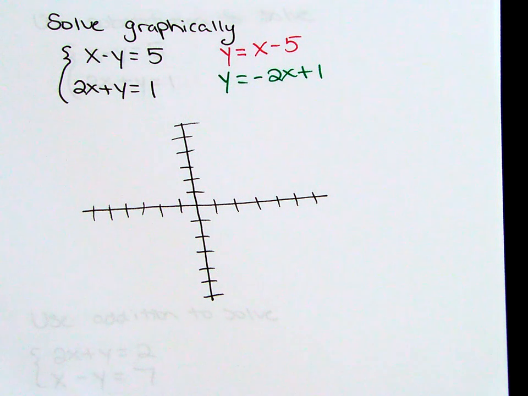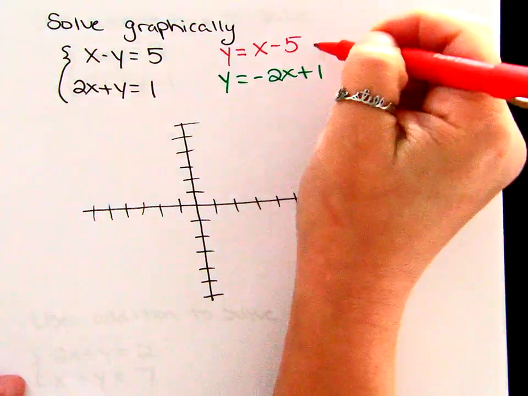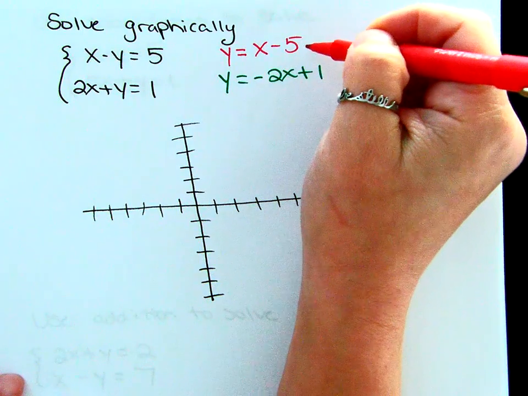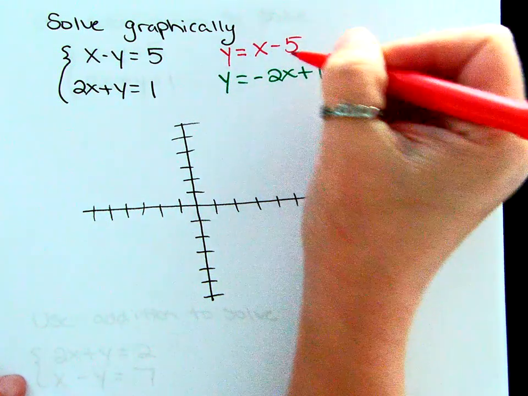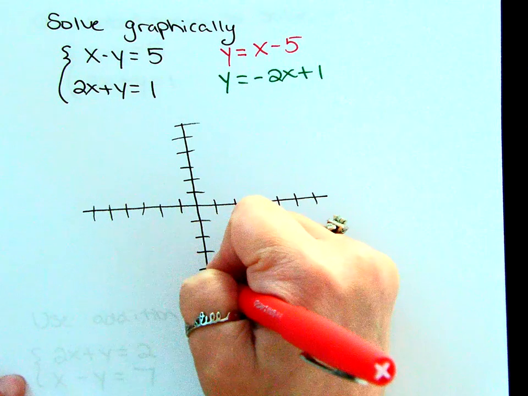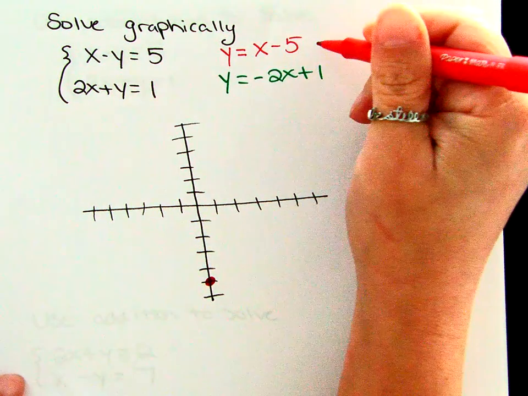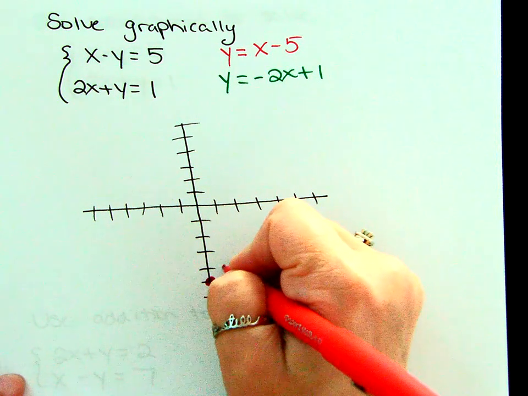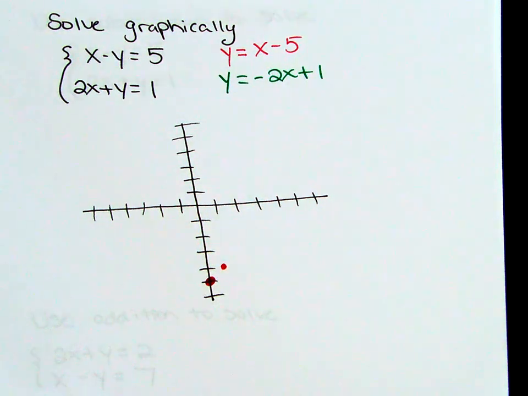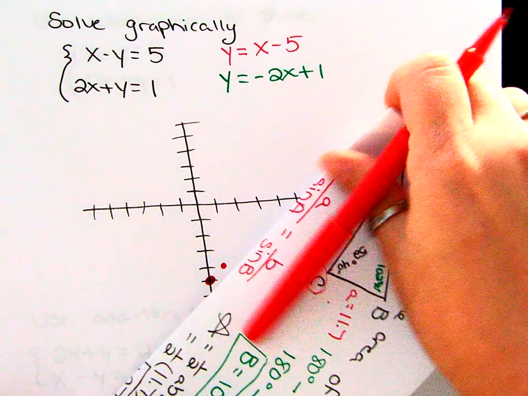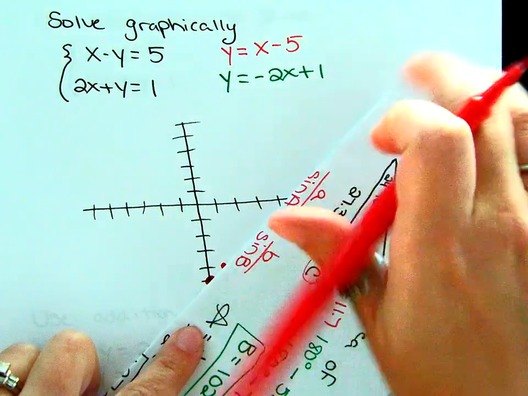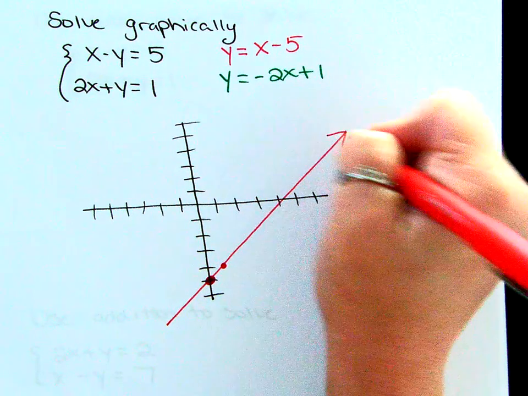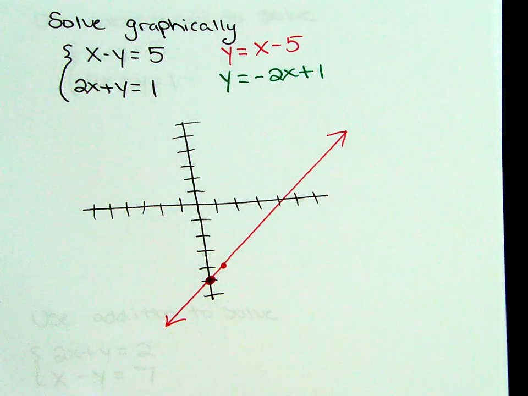All right. So that top one, my red one, has a y-intercept of negative 5. So I go 1, 2, 3, 4, 5. What is the slope for that top equation? 1. So I go up 1 over 1. Up 1 over 1. There's the first line.